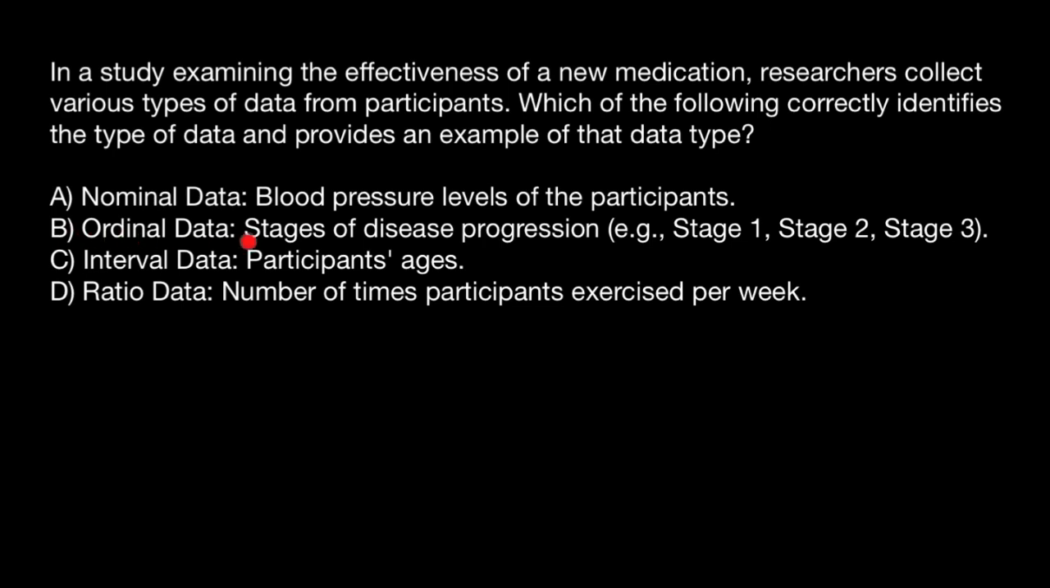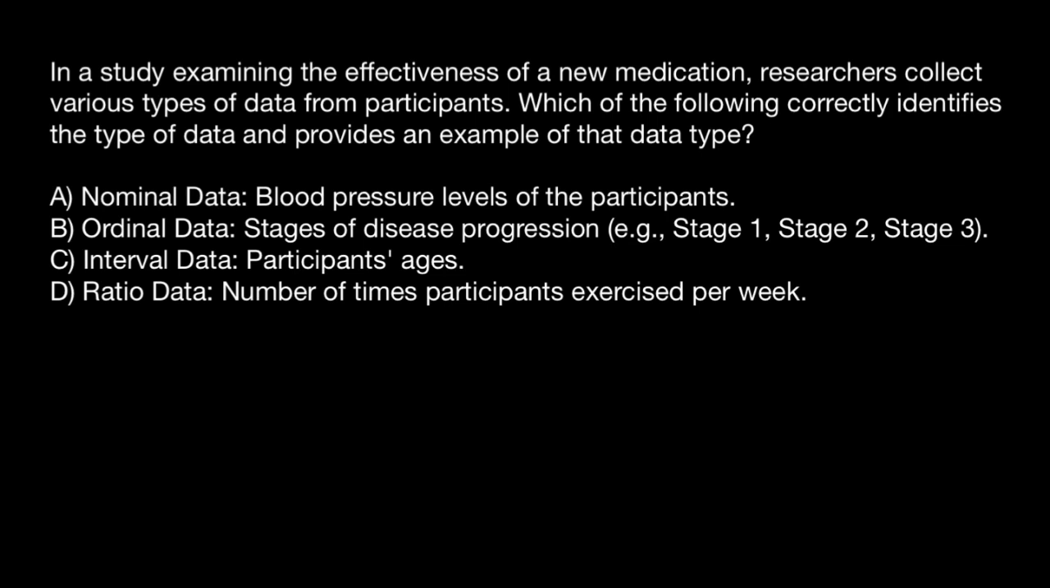Next, variant B, ordinal data, stages of disease progression, for example, stage 1, 2, and 3. Ordinal data involves categories with a natural order but without a fixed interval between categories. Stages of disease progression are a good example of ordinal data. So this is the correct answer.